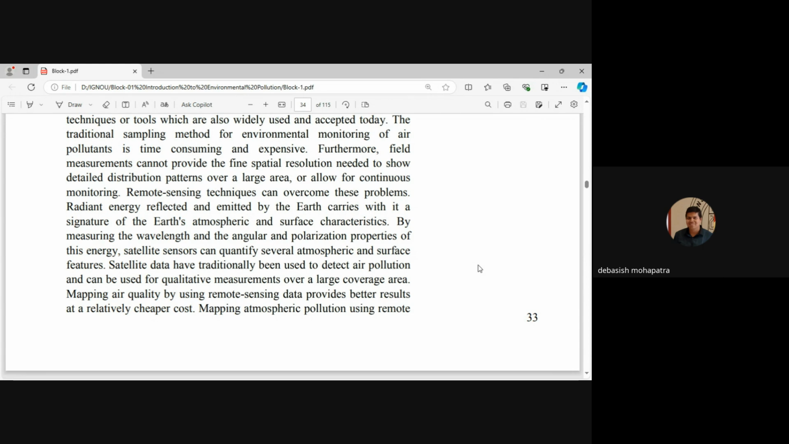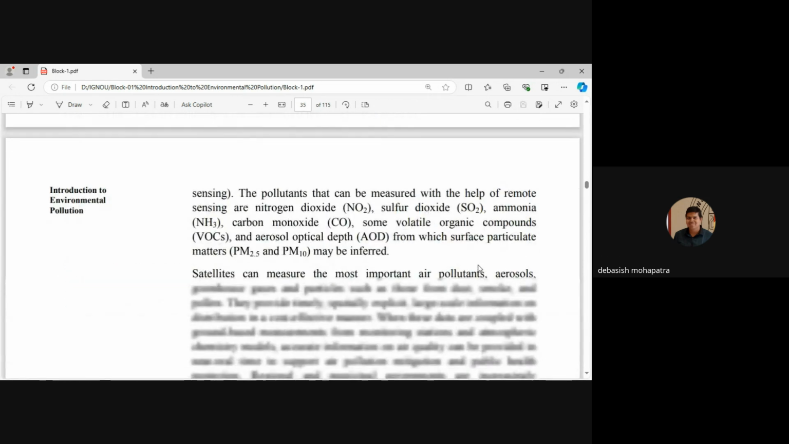Satellite data have traditionally been used to detect air pollution and can be used for qualitative measurement over a large coverage area. Mapping air quality by using remote sensing data provides better results at a relatively cheaper cost. Mapping atmospheric pollutants using remote sensing.